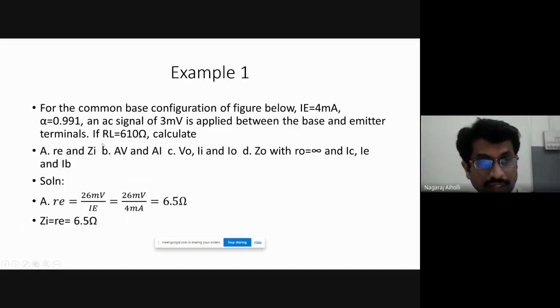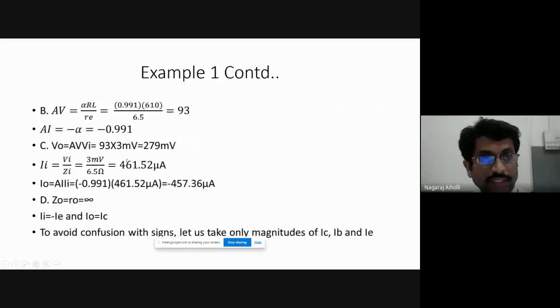Next, they have asked AV, the voltage gain. Let us write the equation for voltage gain. Voltage gain is given by alpha RL by RE. The direct formula is available: AV is equal to alpha RL by RE. You have to remember this formula, memorize it. For common base configuration, RE model, AV is given by alpha RL by RE, both for NPN and PNP transistors.